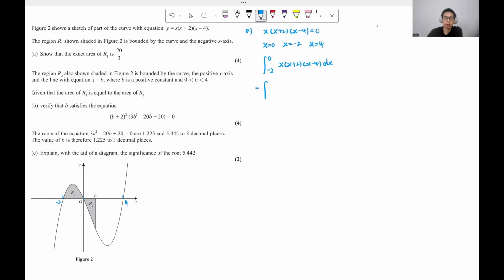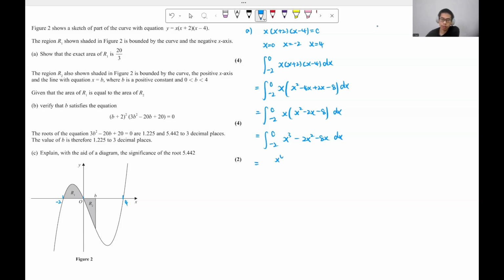First I'm going to expand the brackets for the last two. That'll be x squared minus 4x plus 2x minus 8. Simplifying that, we have x times (x squared minus 2x minus 8) dx. Expanding it out, between 0 and negative 2, x cubed minus 2x squared minus 8x dx. Now we have everything we need, we just have to integrate it.